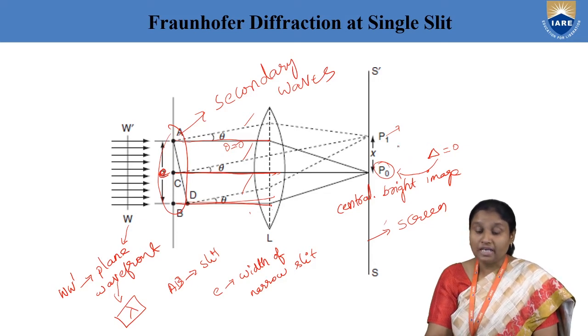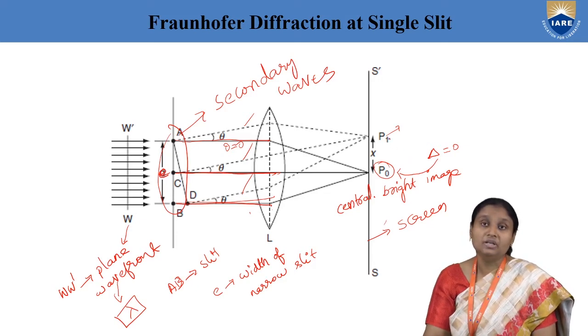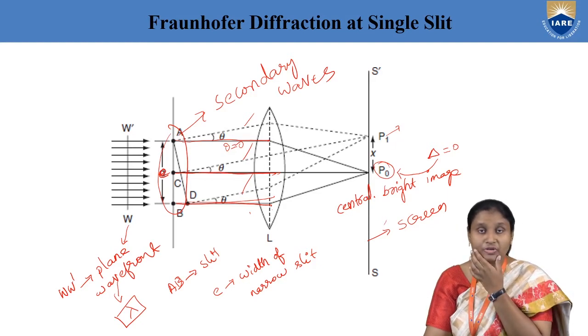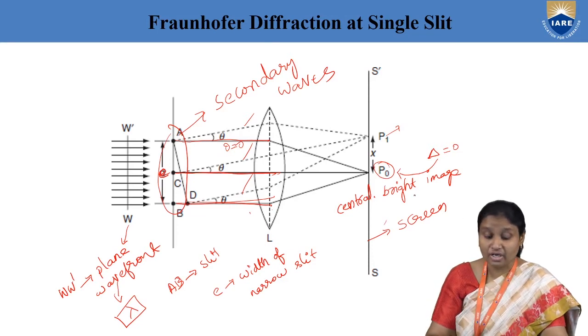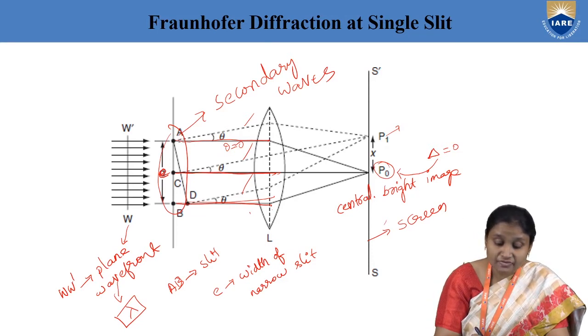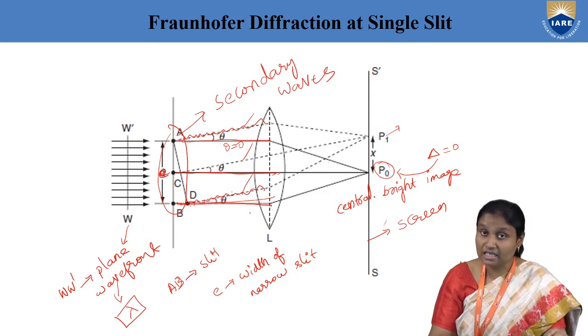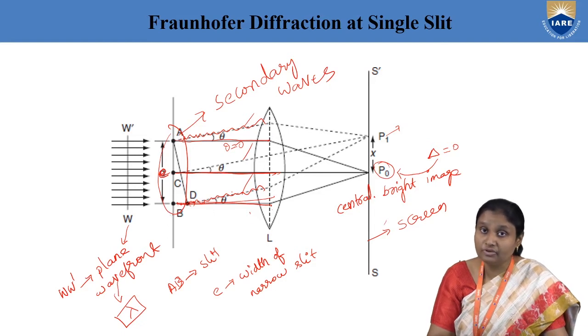Now I should try to get when P1 will be bright and when P1 will be dark. In order to know that, my next step is to find the path difference between these secondary waves. Suppose this is one secondary wave coming from the point A of the single slit. Then this is another wave which is coming from the point B of the slit. If I am able to know the path difference between these two waves which are making angle theta, and which are coming from points A and B of the single slit, then I will be able to get when P1 will be bright and when P1 will be dark.